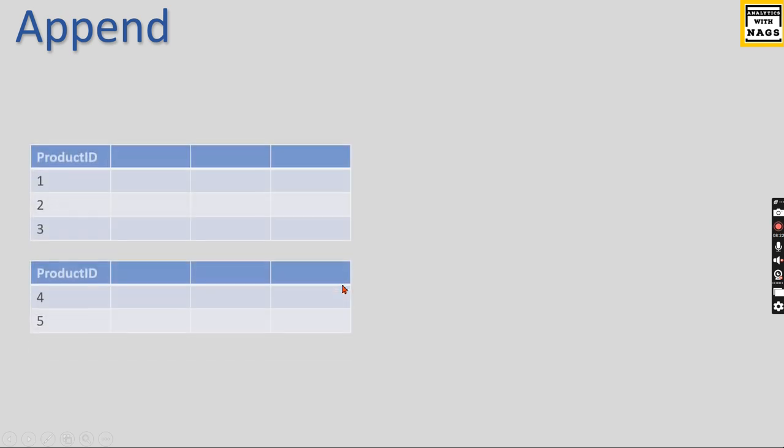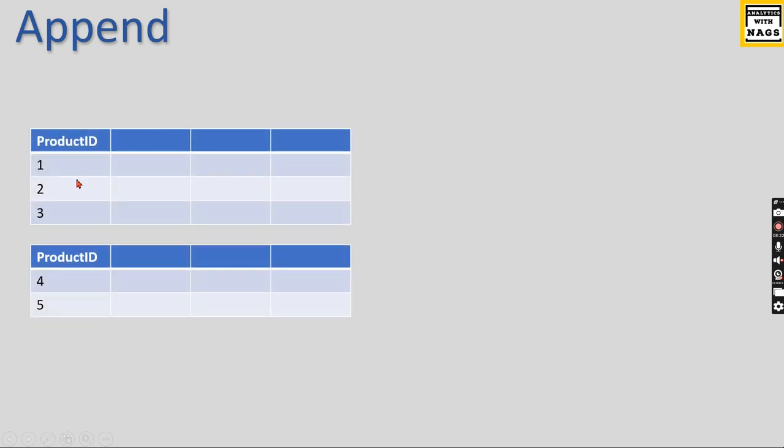In this section, we are going to see what append is and how to perform it in Power Query. So append: if we have two data sets, and one has products 1, 2, 3 and the other data set or table contains 4, 5. You are getting the data from multiple sources or different locations. Now you need to combine these into one single product table. That is what append is going to perform.